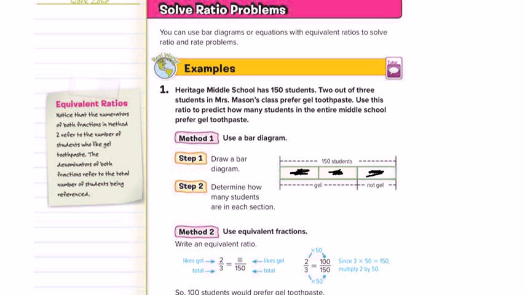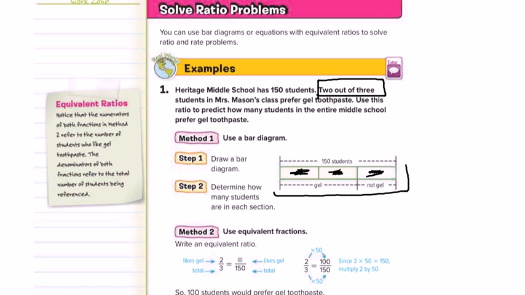To draw your bar diagram, you first need to figure out how many sections, and that's going to come from your ratio. So our ratio in our problem here was 2 out of 3. That's talking 2 parts out of 3 parts total. So I need to draw a bar diagram that has 3 equal sections. There's my bar diagram with 3 equal sections.